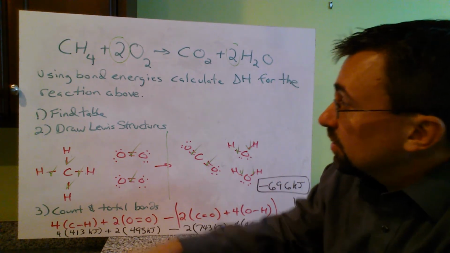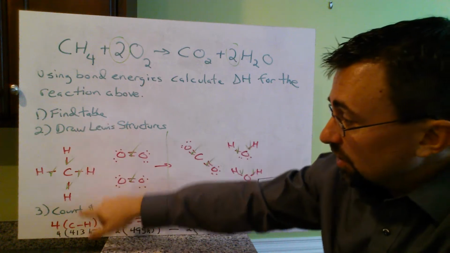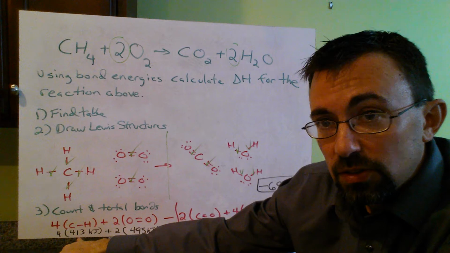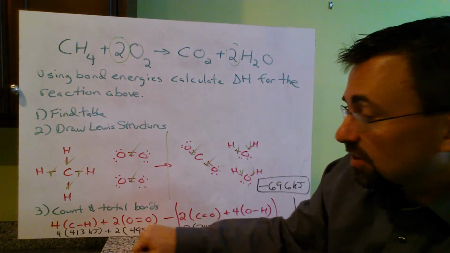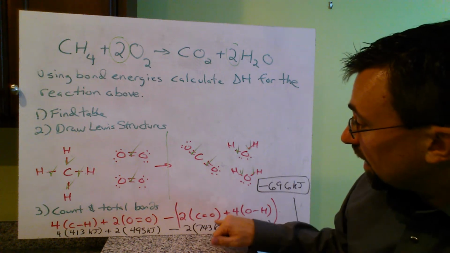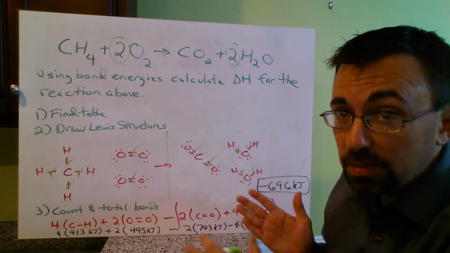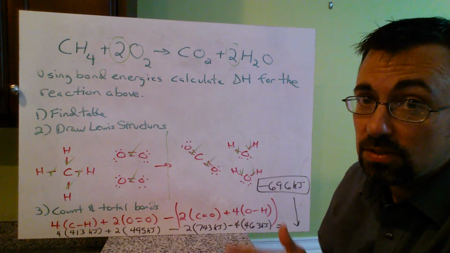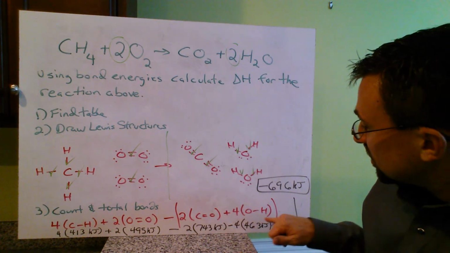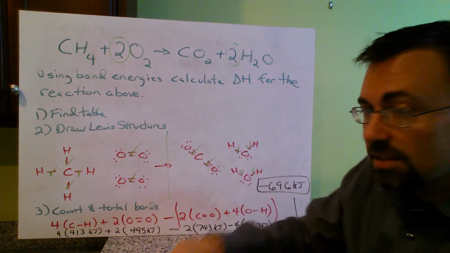And then we're just going to go into our table and look up these values. We're just going to change CH to whatever it says in the table. My table said 413 kilojoules. I looked up oxygen-oxygen double bond, and I got 495 kilojoules. I looked up carbon to oxygen double bond, and you got to make sure you pick a double when it's a double, and not a single or vice versa. And I got 743 kilojoules, and then I picked an oxygen to hydrogen bond, and I got 463 kilojoules.